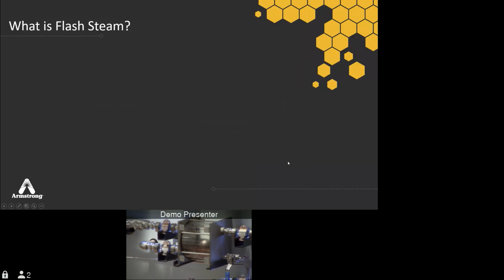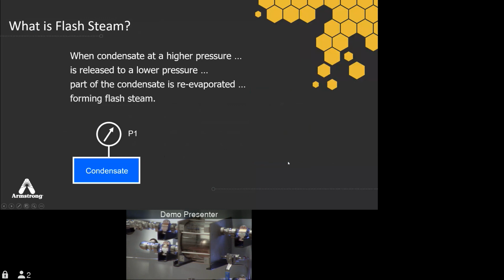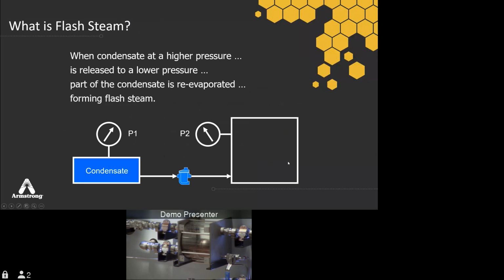Let's move on now and talk about flash steam. When condensate under pressure is exposed to a reduced pressure, some of that condensate is going to re-evaporate into what we call flash steam. In our illustration here, we have condensate at P1 passing to and through a steam trap, discharging downstream. I have condensate, and some of that condensate is going to re-evaporate into flash.